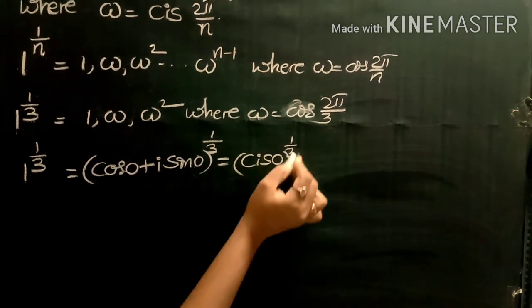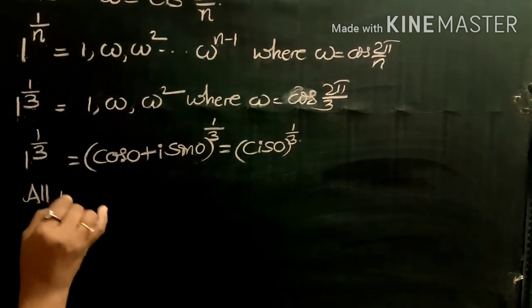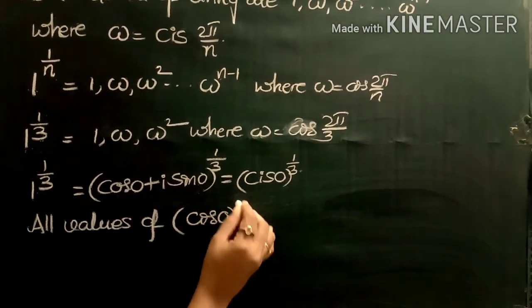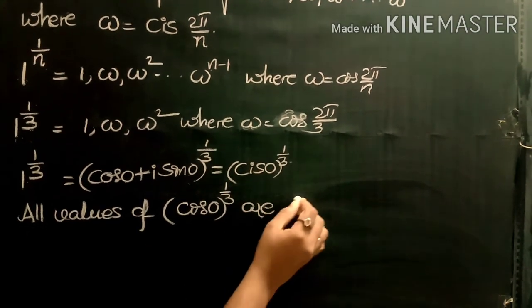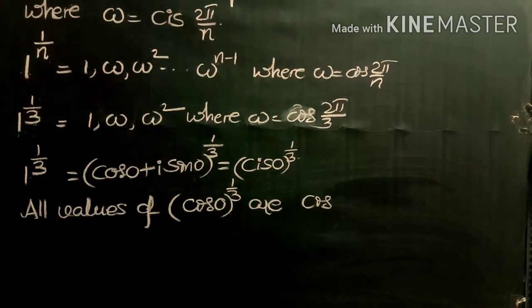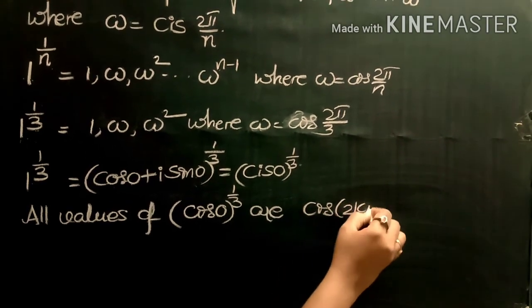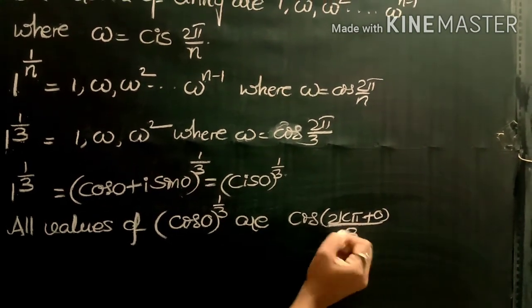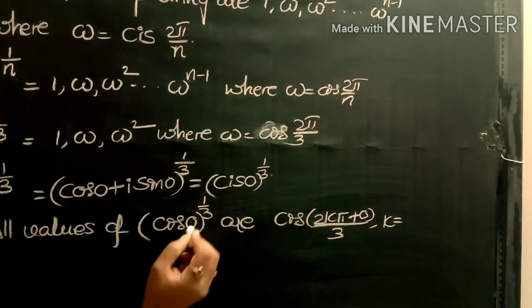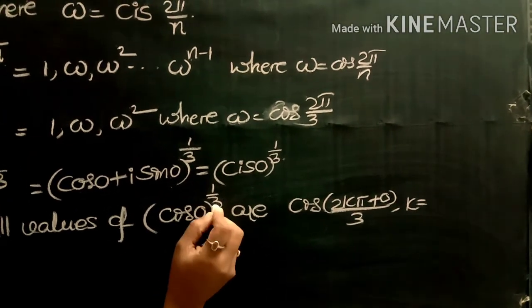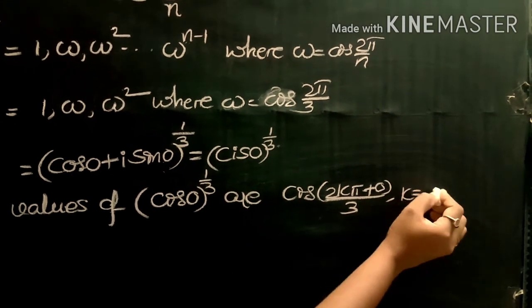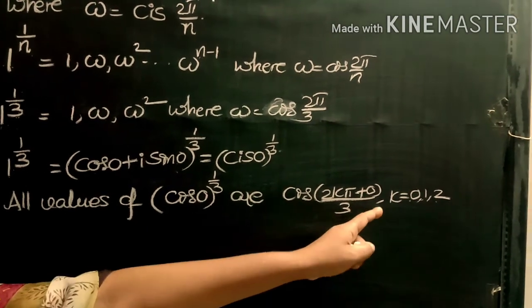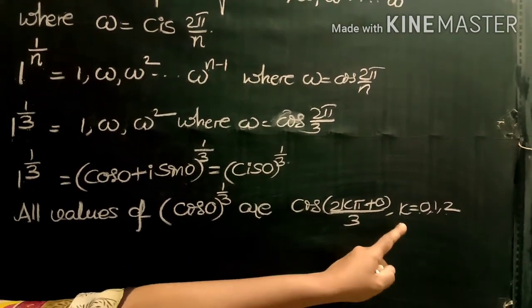Now we are finding all values of this expression. All values of (cis 0) power 1 by 3 are equal to cis of (2k pi plus theta) by n, where theta is equal to 0 and n is equal to 3. We are taking the values of k up to n minus 1. Here n is equal to 3, so n minus 1 is 2. We start the values from 0 and take them up to 2, so the values of k are 0, 1, 2.